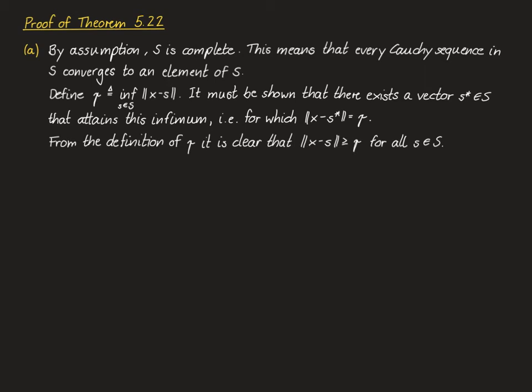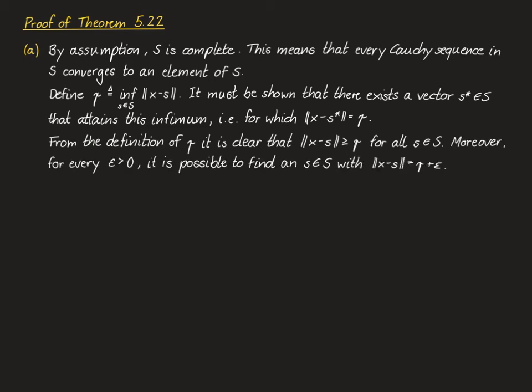From the definition of gamma as the infimum of the norm of x minus s, it is clear that the norm of x minus s must be greater than or equal to gamma for all elements s in the subspace S. Moreover, for every positive value of epsilon, it's possible to find a vector s in the subspace S such that the norm of x minus s is at most gamma plus epsilon, meaning that we can find vectors s which produce a norm of x minus s that's arbitrarily close to gamma.